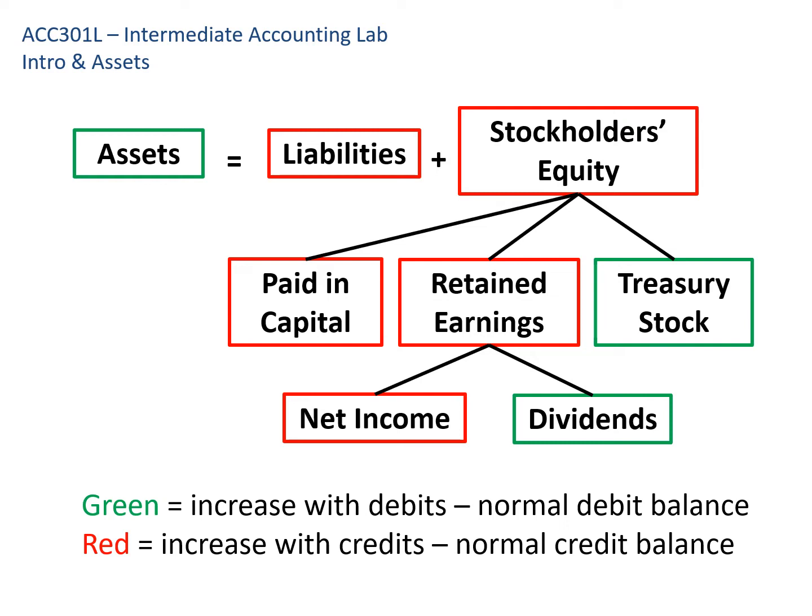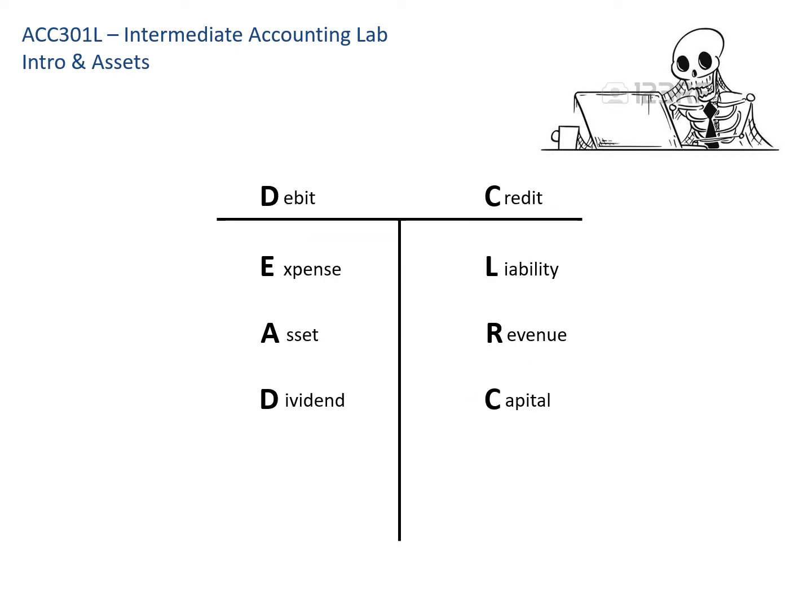If I then broke down net income into revenue and expenses, revenue would have a credit balance and expenses would have a debit balance. The way most students remember it is with a mnemonic. And there's a couple of them out there. You may have had other teachers that had other mnemonics. The one I like is DEAD CLERK.